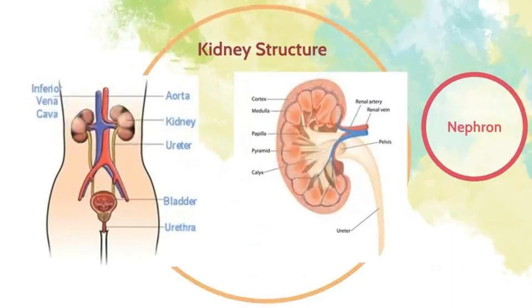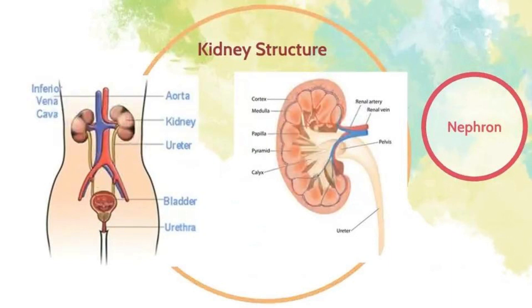So you can see down this very simple diagram here, showing the aorta coming from the heart, going into the kidneys, and then the blood vessels coming out of the kidneys and going back to the heart via the inferior vena cava. And the kidneys are important in blood filtration, excretion, and osmoregulation. And osmoregulation just means keeping the water concentration of the body steady. So it's a type of homeostasis.